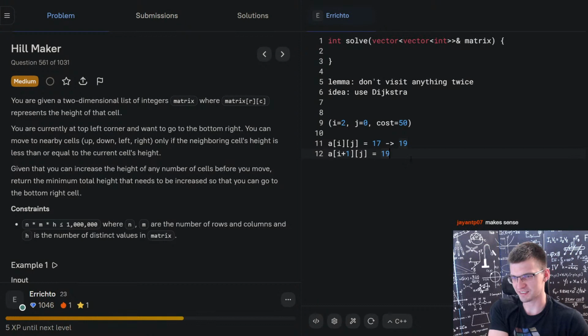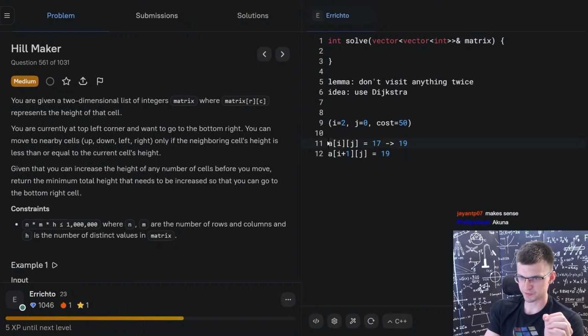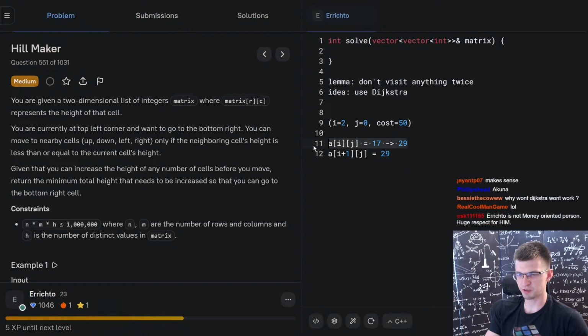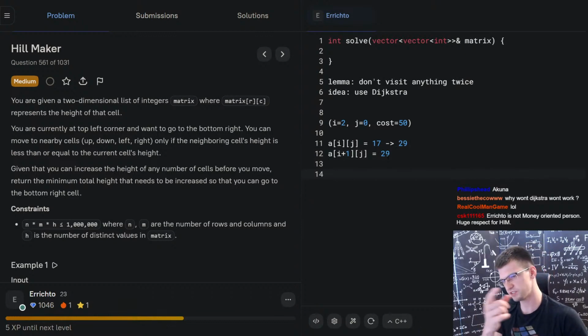All right, i plus 1. Okay. The bad thing about this is that we came in some way to this cell. So there was some previous guy, and maybe this is a bad example, but say this one is 29. Now, if you increase this to 29, maybe your previous steps need to be increased as well. So this is not a way to go. If we start from top left, we cannot say that there is some cost for moving from a cell to a neighbor, because it affects all our previous decisions.